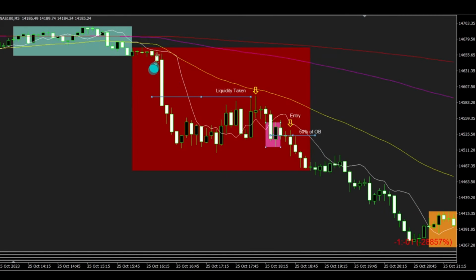Price displaces and liquidity is then taken, and then price closes as a break of structure below this swing low. And then right back up into this order block is your entry. Then price continues down, and you can use the longer term, the 15-minute chart, to gauge your trade.